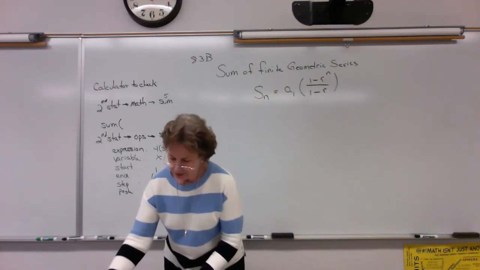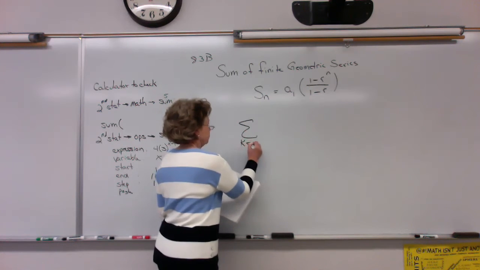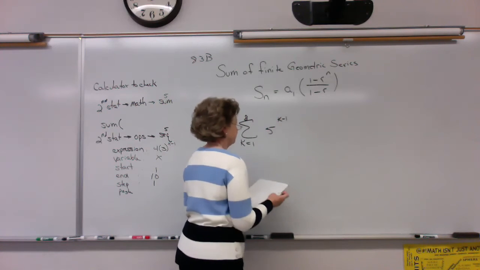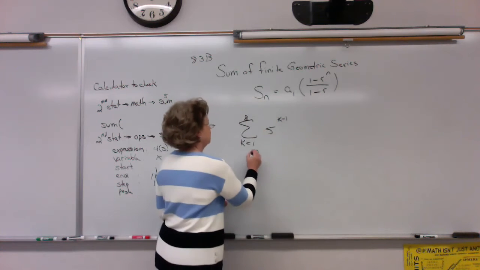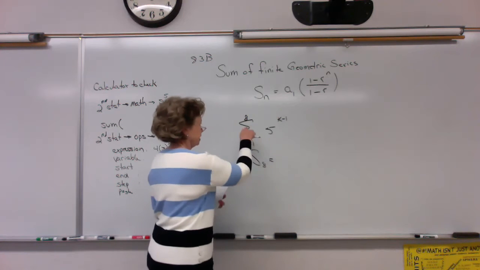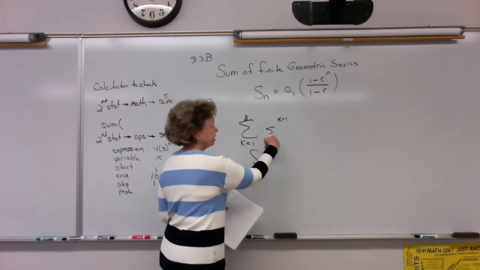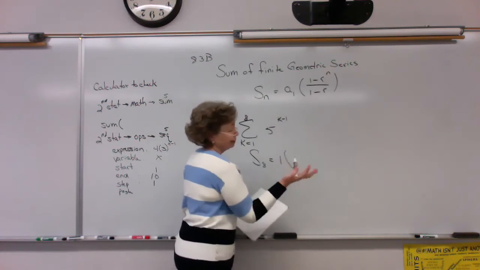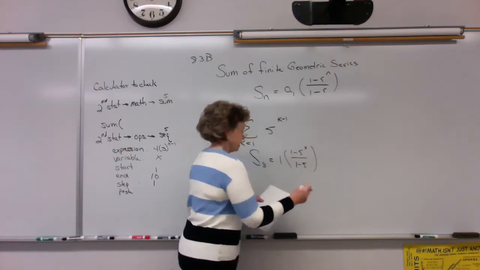For number 7, you are finding the sum from k equals 1 to 8 of 5 to the k minus 1. Looking at our formula, S of n, or S of 8 in this case, because we're going from 1 to 8 terms. The first term is 1, since the common ratio is 5, so S of 8 is 1 times 1 minus 5 to the 8, divided by 1 minus 5.